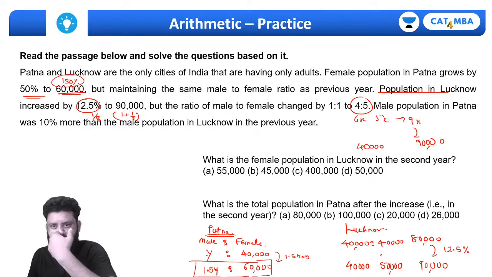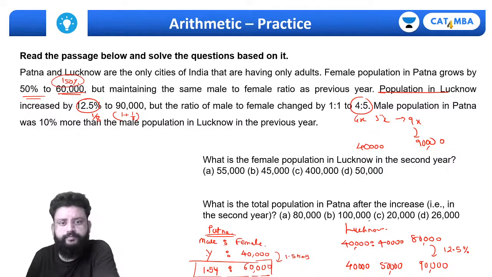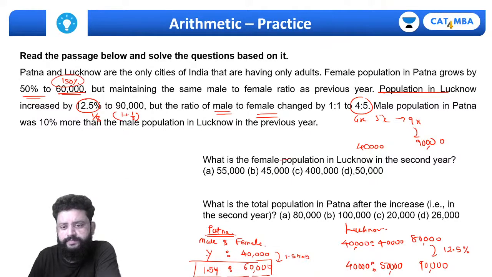That simply means this is the ratio from male to female. This is the new ratio. So the first question, what is the female population of Lucknow in the second year? Lucknow in the second year it is 50,000. The next thing, what is the total population of Patna after the increase?